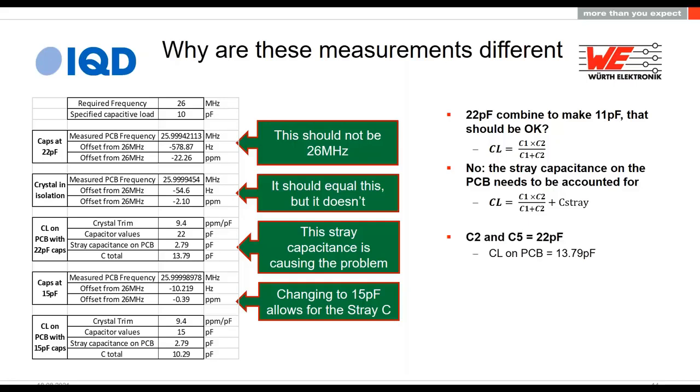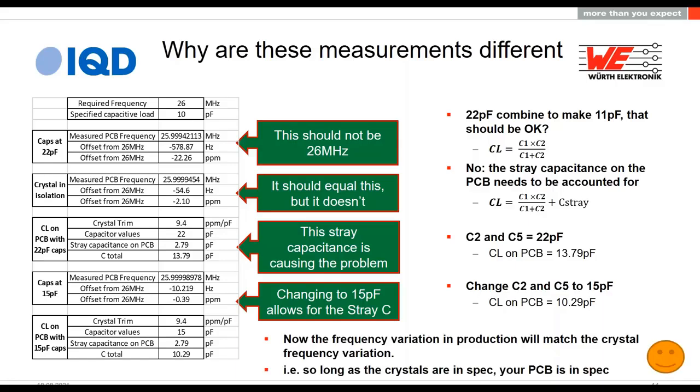So just to reiterate, we started with 22 picofarads, which including the stray gave us 13.8 picofarads. We've swapped that now, and we're using 15 picofarads, and that gives us, combined with the stray capacitance, 10.2 picofarads on the PCB. Okay, that's really important because now the frequency variation when we go into production will match the frequency variation that we're seeing on the crystal. So in other words, as long as the crystals are all within the specification that you asked for, so is the frequency on your PCB. If you have an offset, then you'll have a window where some of the crystals are in spec when they're on your PCB and some of them won't be in spec because you've got the wrong load capacitance there, yeah?